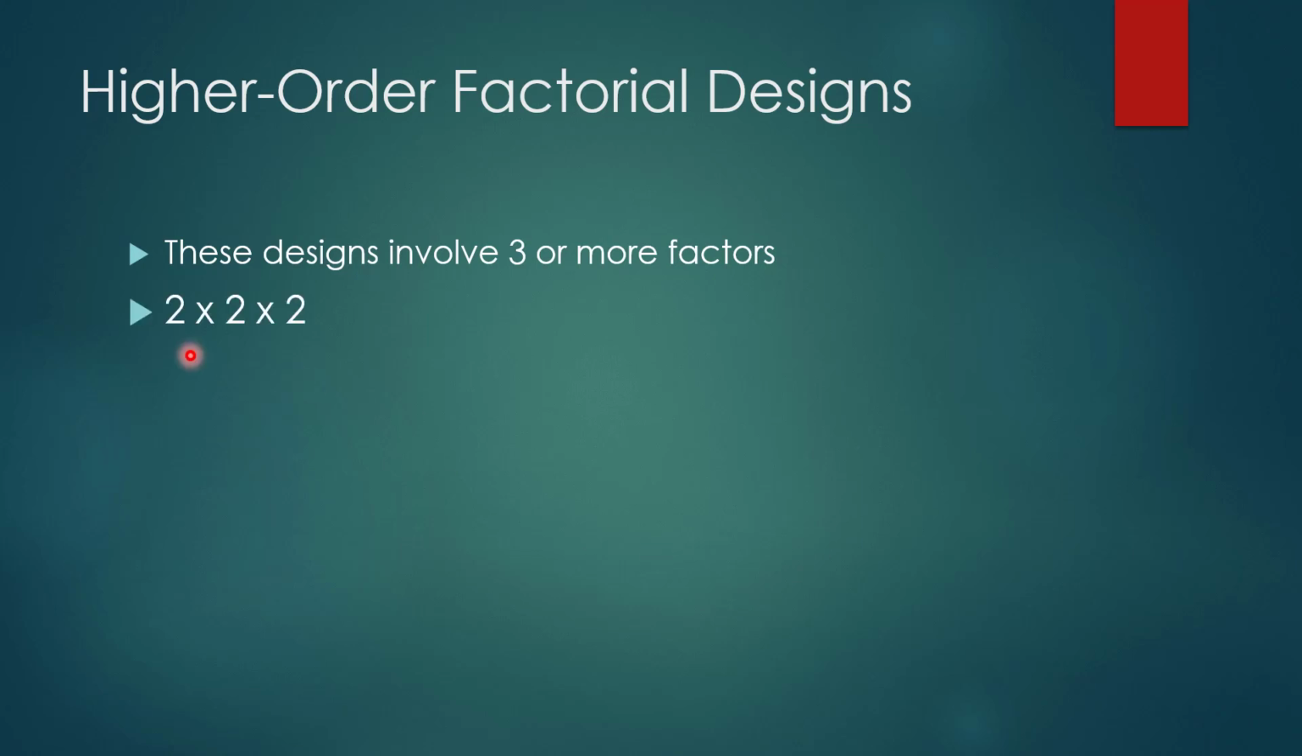Now a higher order design is going to have more variables, and you see here we have a 2 by 2 by 2. Remember, in terms of independent variables, this is one independent variable, a second independent variable, and a third independent variable. The first independent variable has 2 levels, the second has 2 levels, and the third has 2 levels.